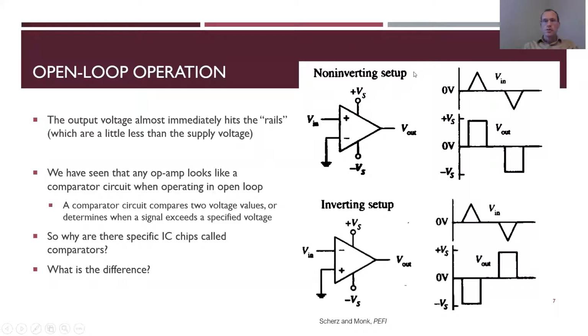So we saw last class that in open loop operation, the op-amps hit the rails fairly quickly. If you input a voltage, it amplifies it, and very quickly that hits the VS source voltage, the maximum voltage that can be produced. And so your output jumps very quickly between plus VS and minus VS. You also probably saw that in some labs.